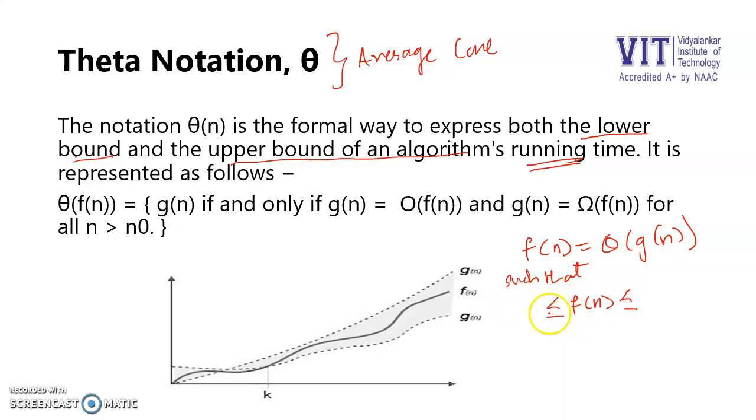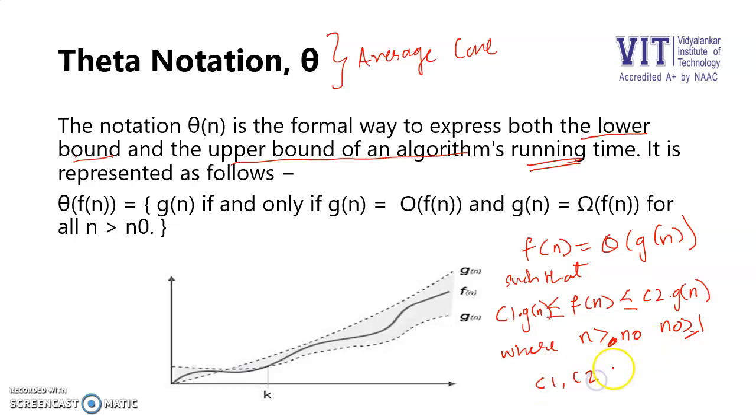See, f of n will be greater than or equal to some c1 g of n and less than or equal to some c2 g of n, where n is greater than or equal to n0 and n0 is greater than or equal to 1, and c1 and c2 are positive constants, that is, greater than 0.